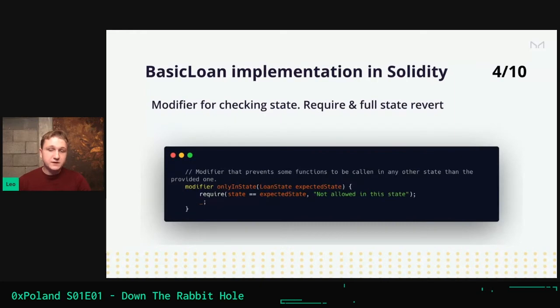The next step is the modifier. The modifier is similar to a middleware. It is a function that can be executed before the other function, and it can check some preconditions. This is the simplest modifier, and it just checks that we are in the expected state and throws otherwise.